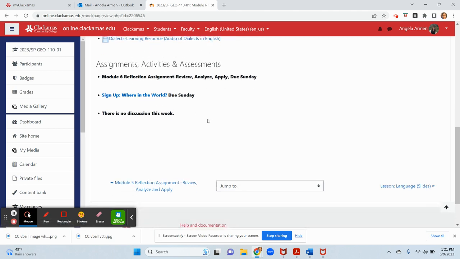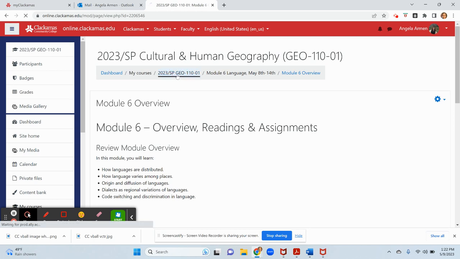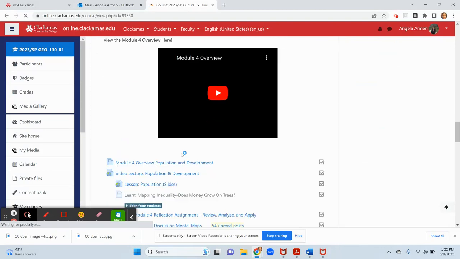And then how are we going to be reviewing what we've learned this week? Well, in Module 6, we're going to have 3 different key issue questions that are going to take us through the assignments. You're also going to sign up for Where in the World. Where in the World is an assignment that we're going to be going over in class, and you're going to be signing up where you're going to be taking us on a tour. And this week, we have no discussion. So let's go ahead and take a look at everything we'll be doing from a different perspective.